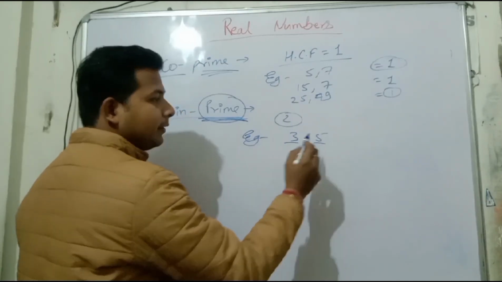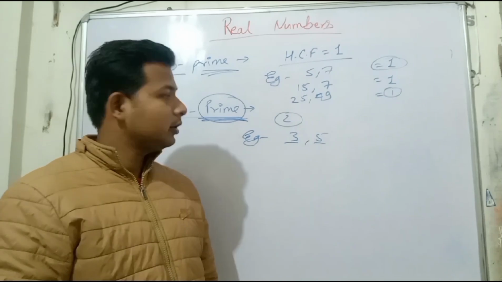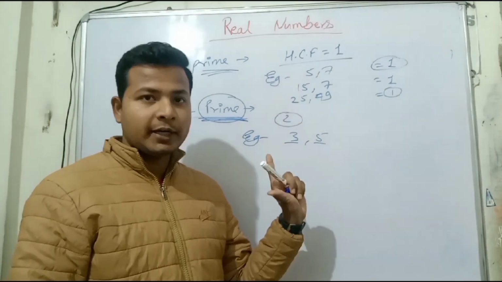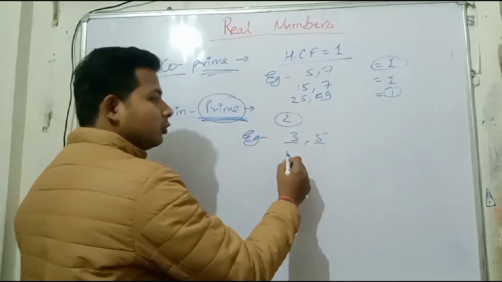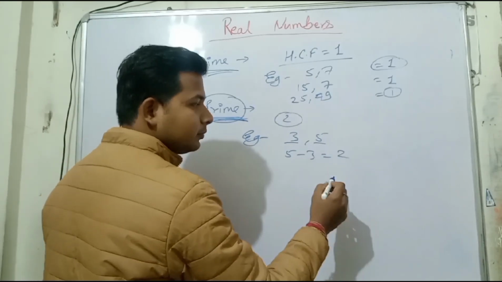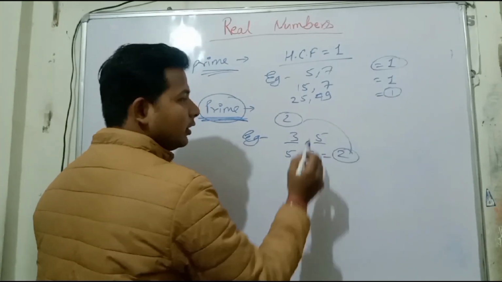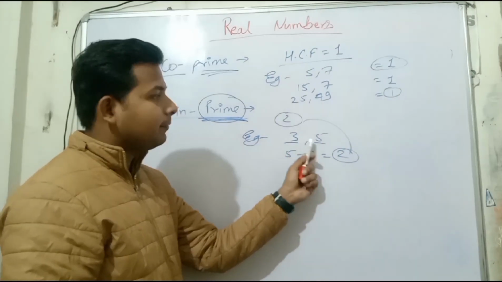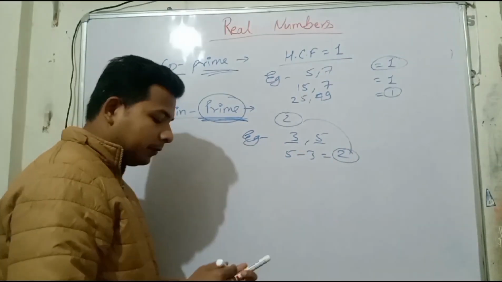First of all, check whether 3 and 5 both are prime or not. As you can see, 3 and 5 both are primes. Now find the difference of these two numbers, that is 5 minus 3, that is 2. That means these 3 and 5 are twin primes.